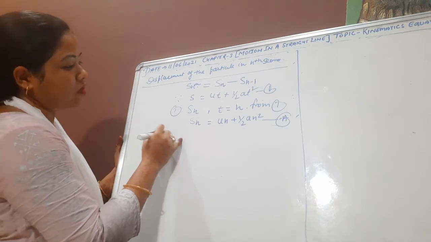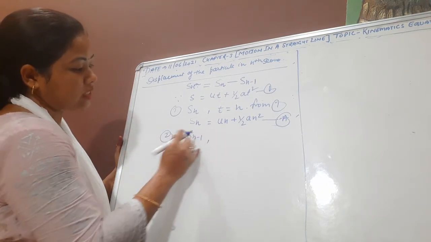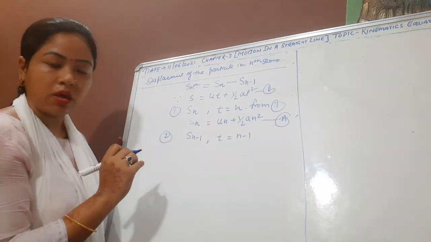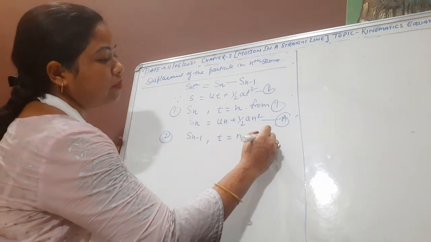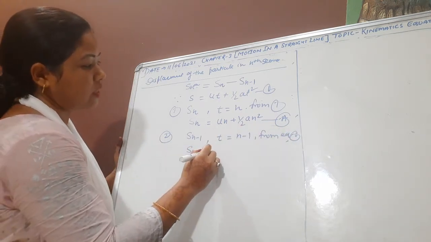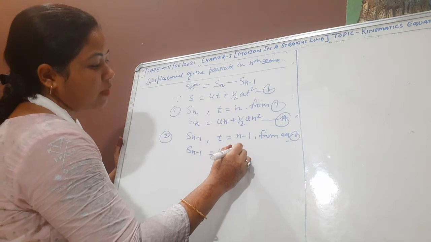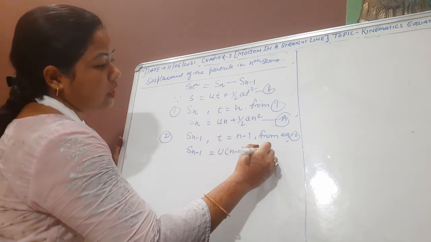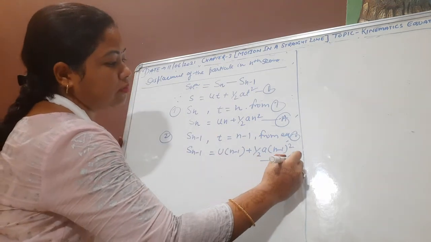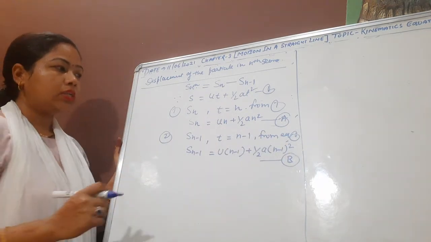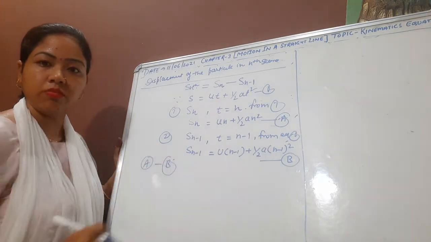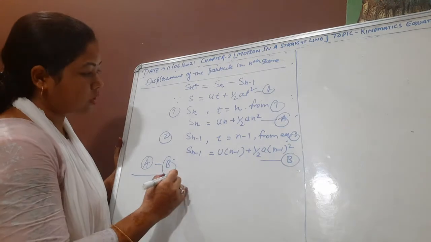Now for the second, what will we do? For S(n minus 1) second, we'll replace the time with n minus 1 in equation number 1. So from equation 1, this will be S(n minus 1) equals u(n minus 1) plus half a(n minus 1) whole square, right? So this is equation number B. So now what will we do? Equation number A will be subtracted by equation number B.